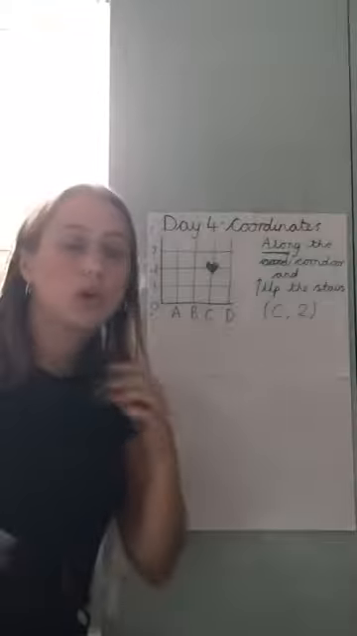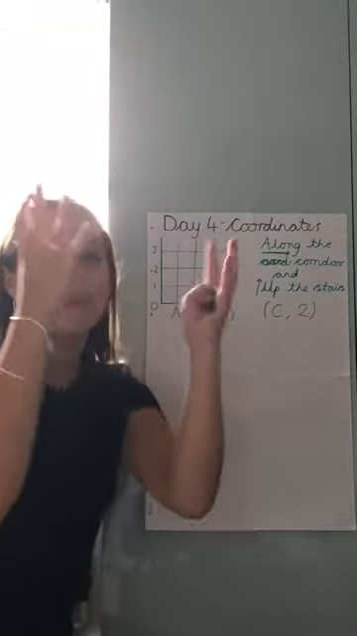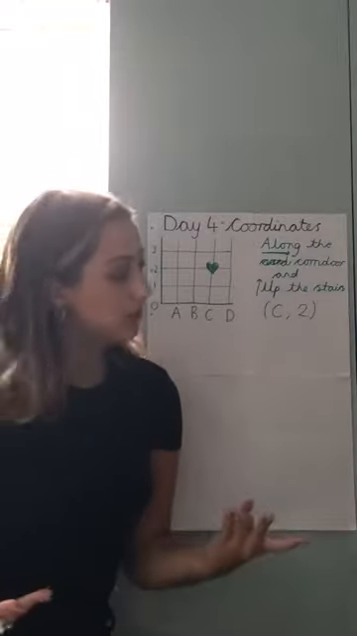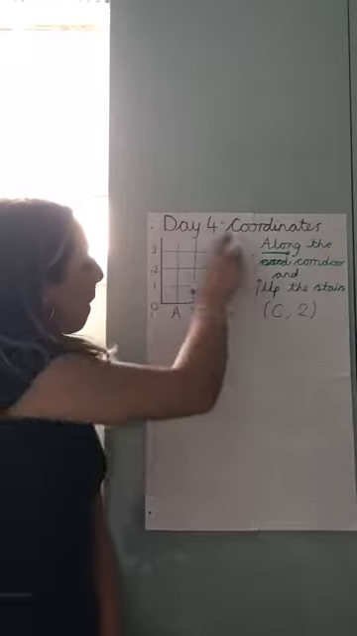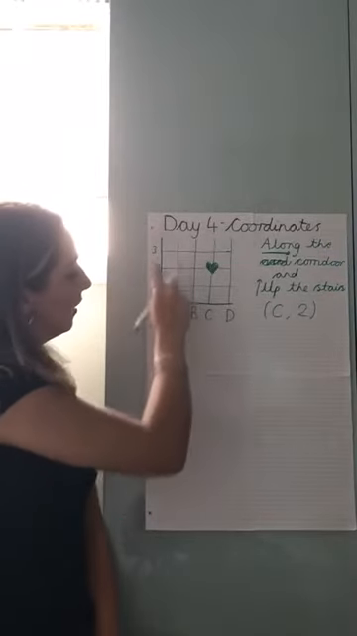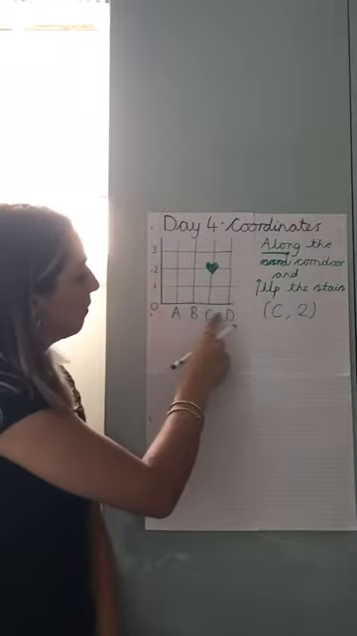Day 4, coordinates. Right, so coordinates are 2 numbers that come in a bracket that tell you about the location of something. Now this will be on a grid. So this is my little mini grid. Now you've got 2 axes, one going along, one going up. And I've put the grid in to show you exactly where the numbers and the lines would follow.